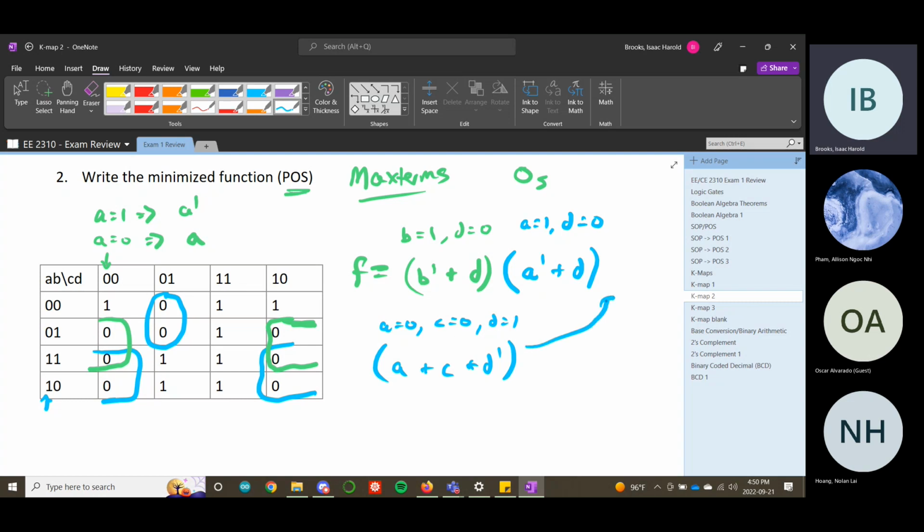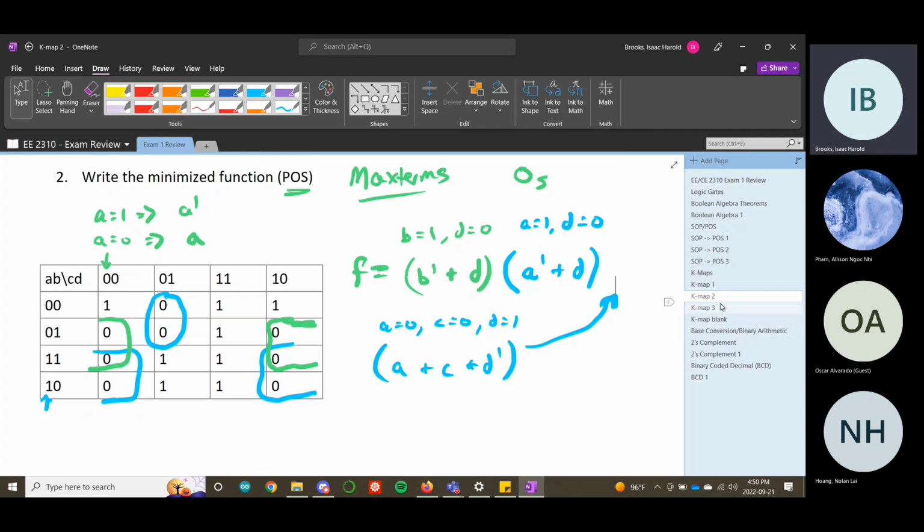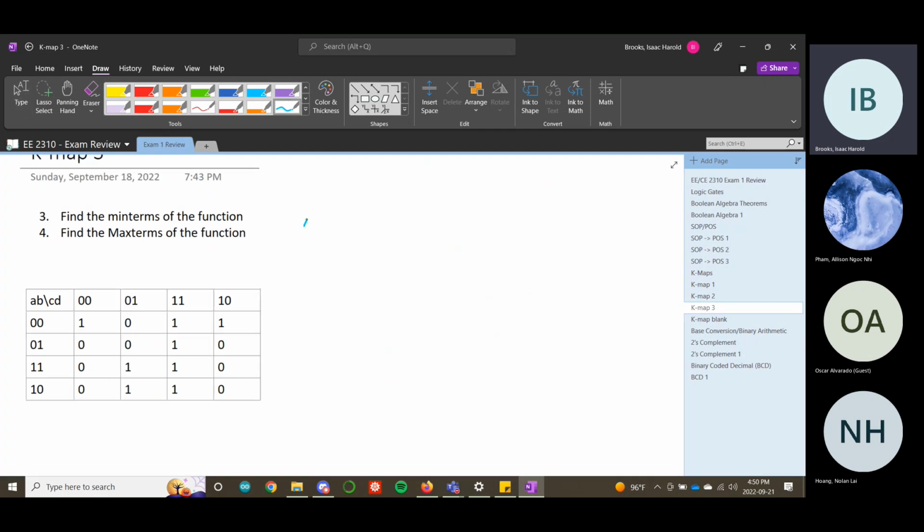Just imagine if this one was written up there. Very likely that you'll be asked to do this on the exam. Get the max terms and get the min terms from a K-map. And this next question is to do exactly that. So this would be like in numerical form. So I'll just go back to the K-map slide for 1 second.